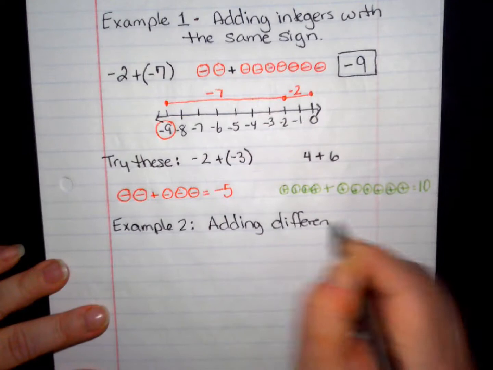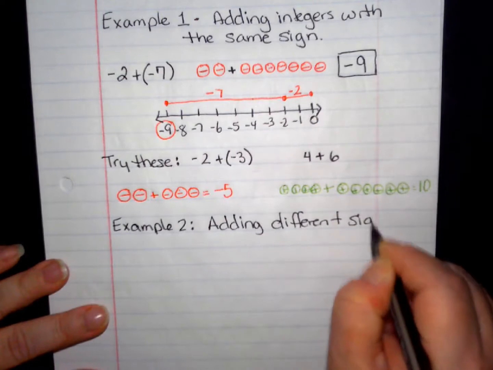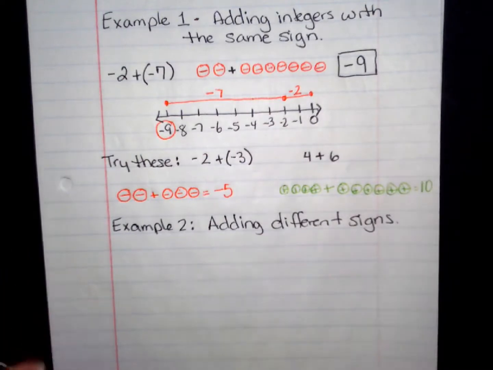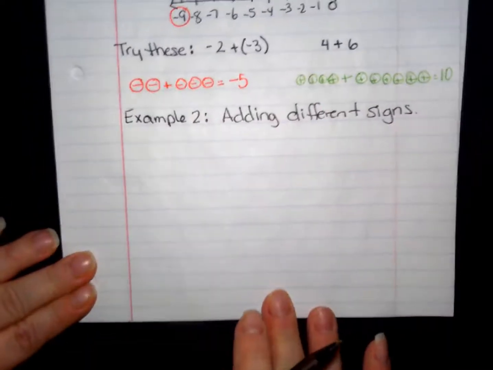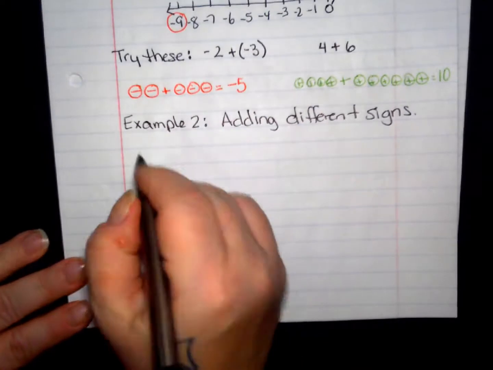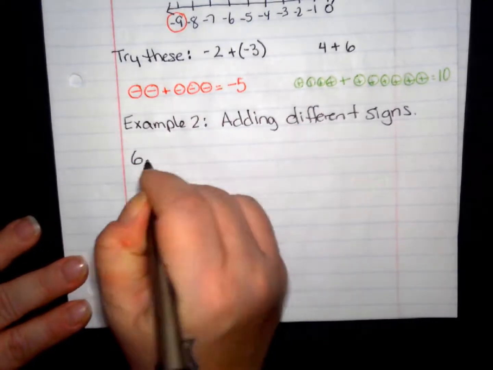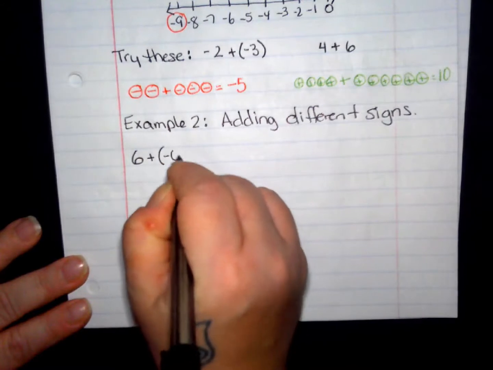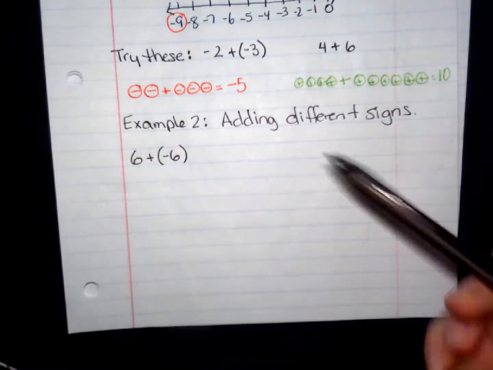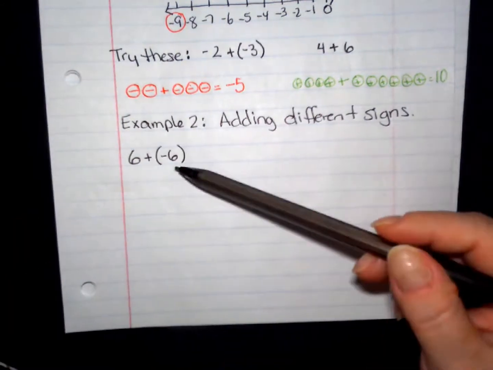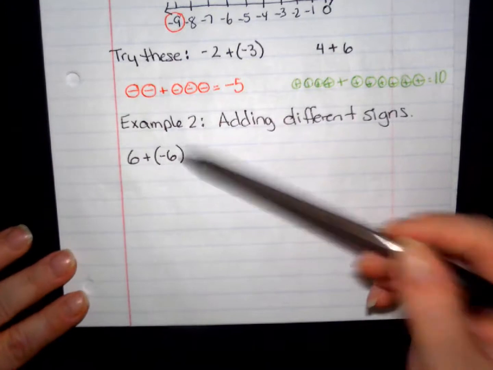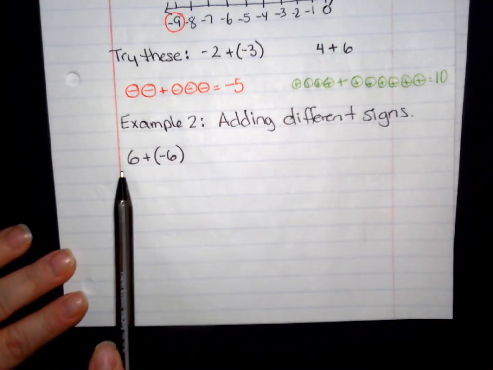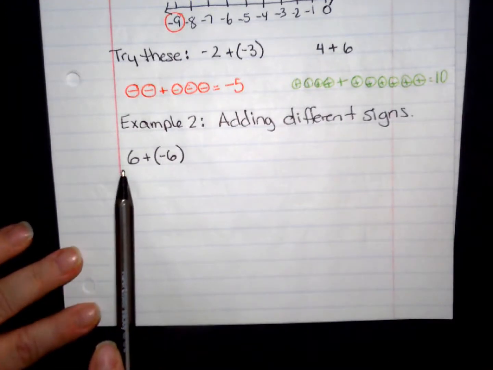Different signs. All right, so let's take a look at our first example. Our first example is going to be 6 plus -6. So when I say different signs, I'm saying that each number has a different sign. This is a -6, and the 6 that's in front has no sign, so therefore it is just 6.